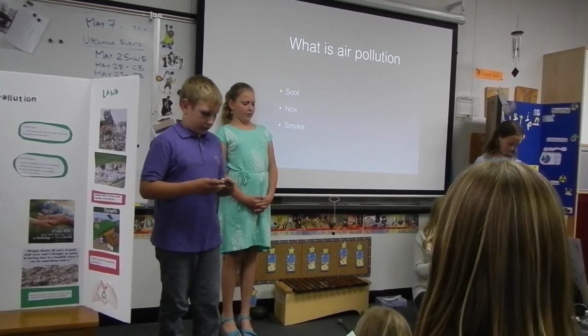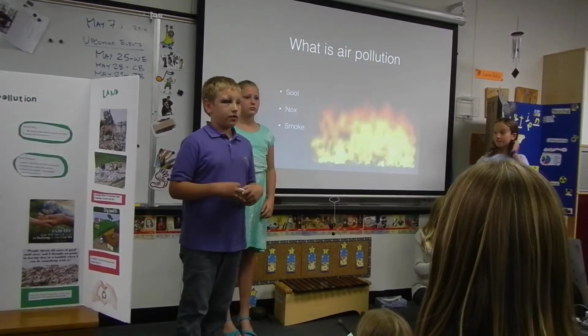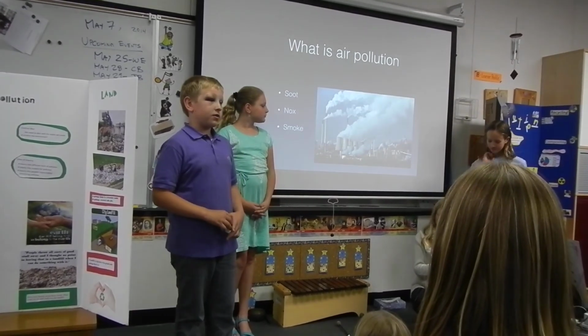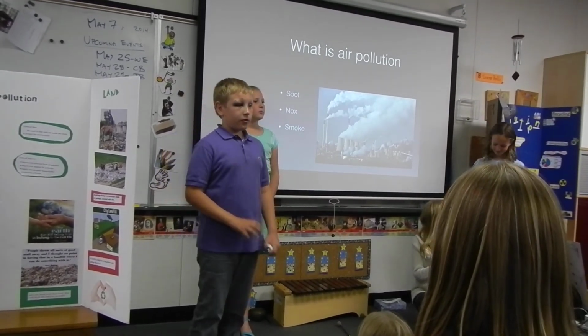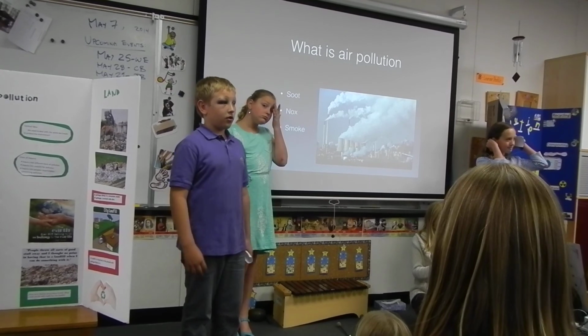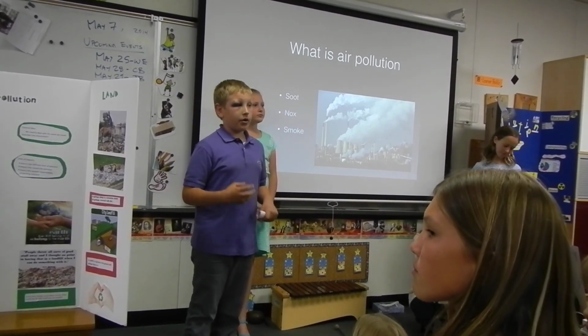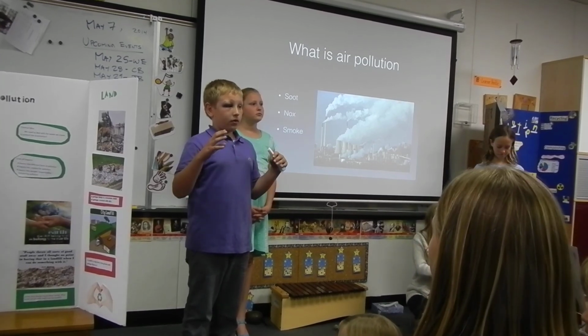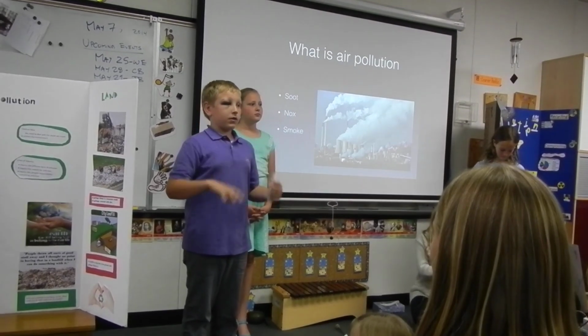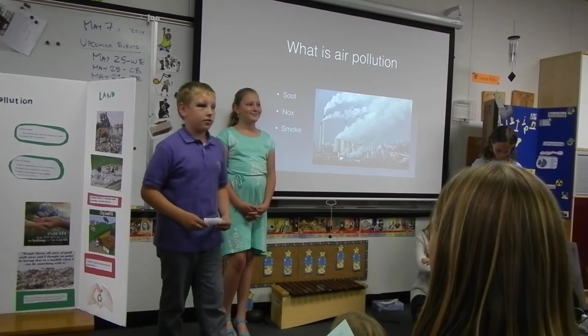What is air pollution? Air pollution is soot, NOx, and smoke. In case you're wondering what soot and NOx are, soot comes out of barbecues and factories, goes up into the air, and doesn't come down until it rains. NOx is when you burn coal, the atoms fly up and form NOx, and then also don't come down until it rains.